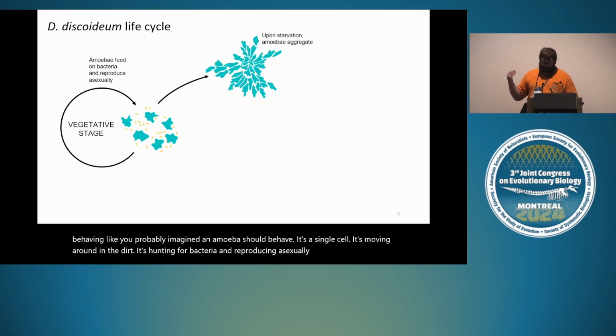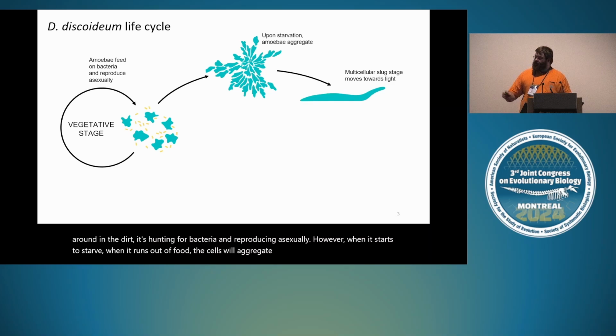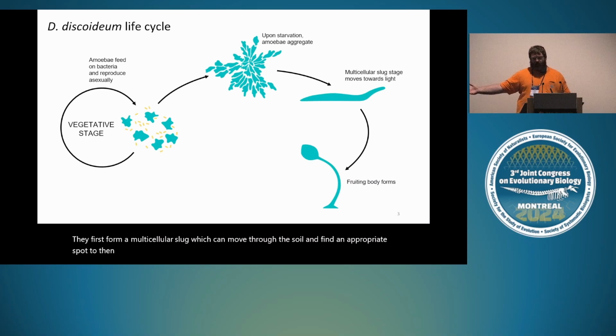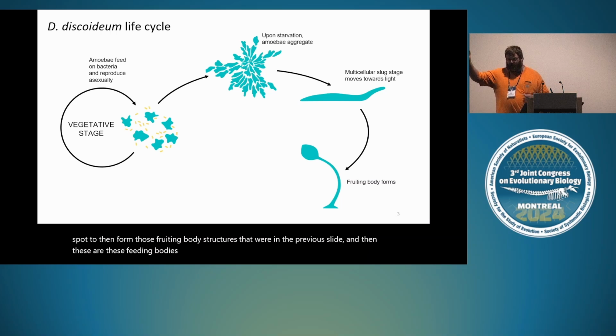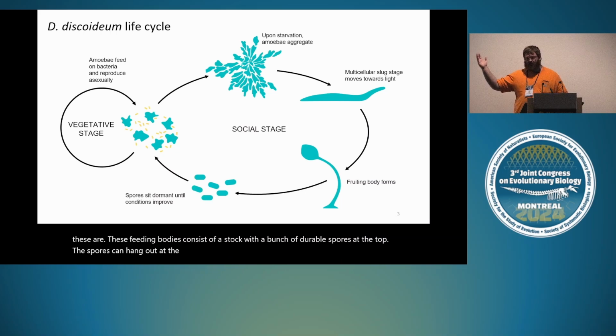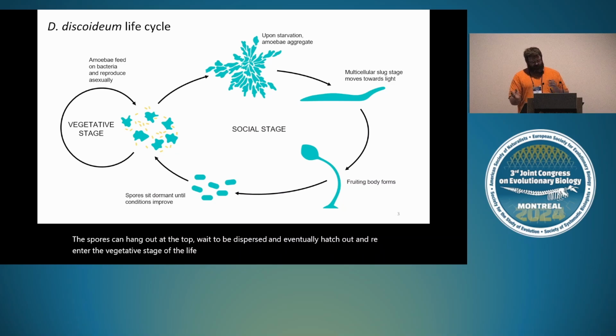However, when it starts to starve, when it runs out of food, the cells will aggregate together. They first form a multicellular slug, which can move through the soil and find an appropriate spot to then form those fruiting body structures that were in the previous slide. And then these fruiting bodies consist of a stalk with a bunch of durable spores at the top. The spores can hang out at the top, wait to be dispersed, and eventually hatch out and re-enter the vegetative stage of the life cycle. And so it moves back and forth between being a single and multicellular organism.